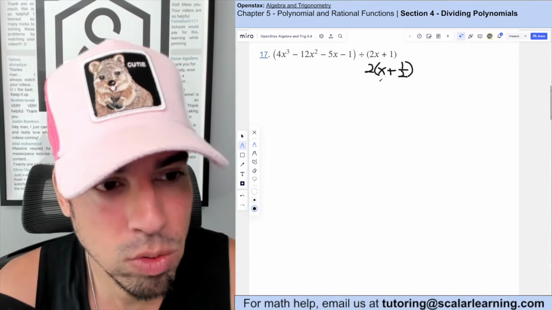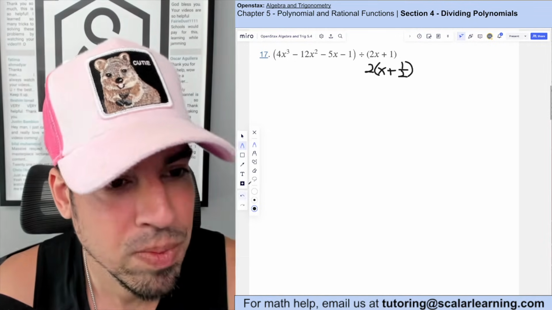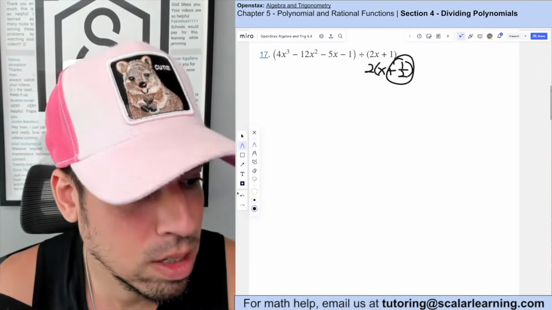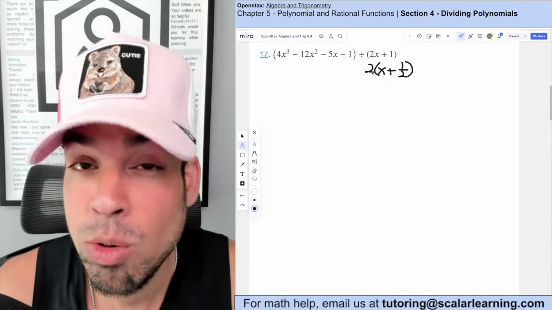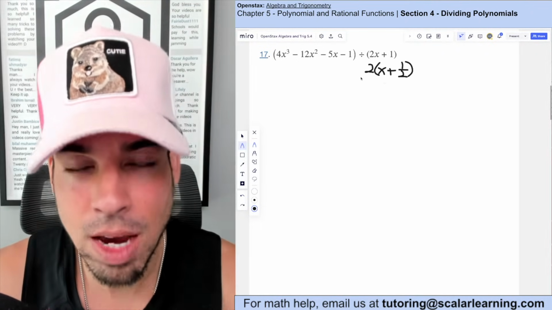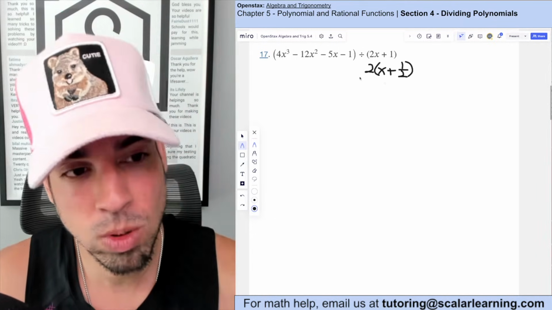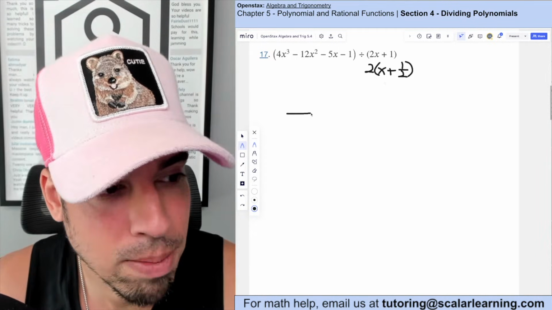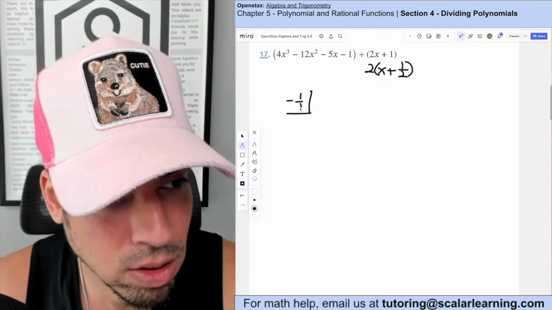And so what we're going to do is we're going to look at this binomial, and we're going to take the opposite of that value. And then this 2 on the outside is a reminder that at the end, we need to divide everything in the quotient by 2. Okay, so we'll leave that alone. But for now, that means in the box, we can place a negative 1/2.